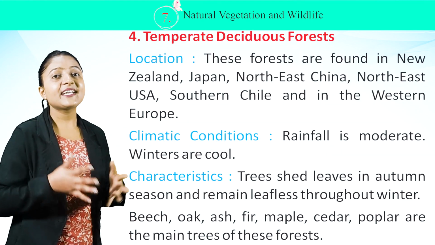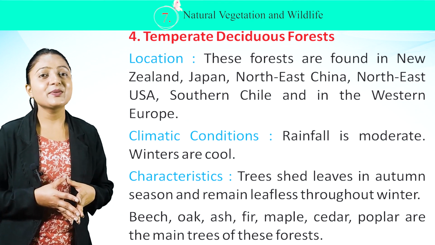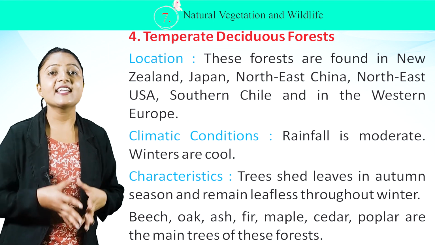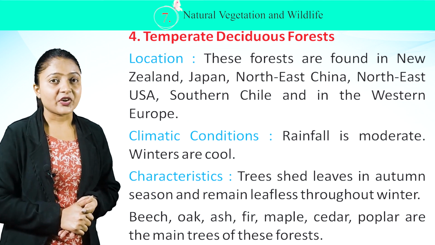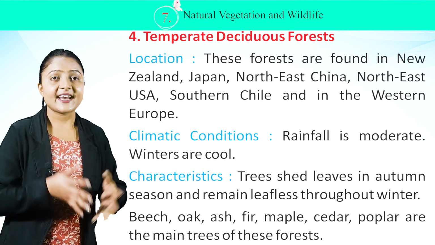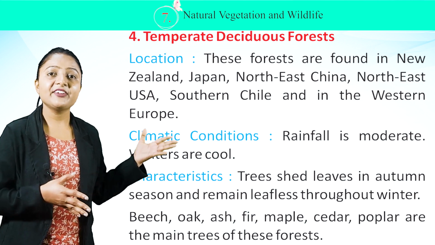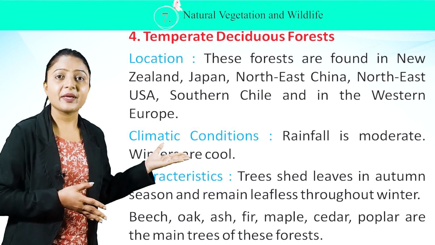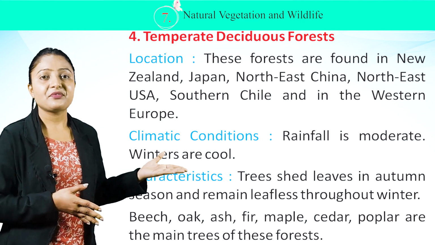4th. Temperate deciduous forest. Location. These forests are found in New Zealand, Japan, Northeast China, Northeast USA, Southern Chile, and in Western Europe. Climatic condition. Rainfall is moderate, winters are cool. Characteristics. Trees shed leaves in autumn season and remain leafless throughout the winter. Birch, oak, ash, fir, maple, cedar, poplar are the main trees of these forests.